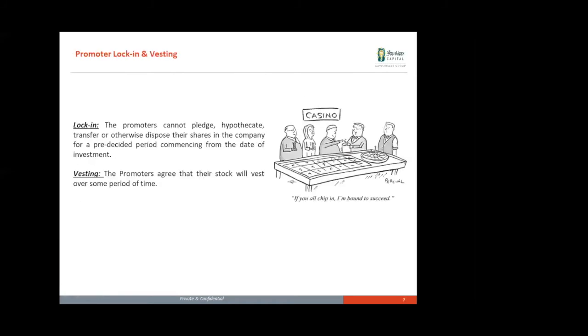All right. So the next one is promoter lock-in. This is an important one again for investors. It's because the investors are betting on the entrepreneurial team, right? So we are actually betting on the team.